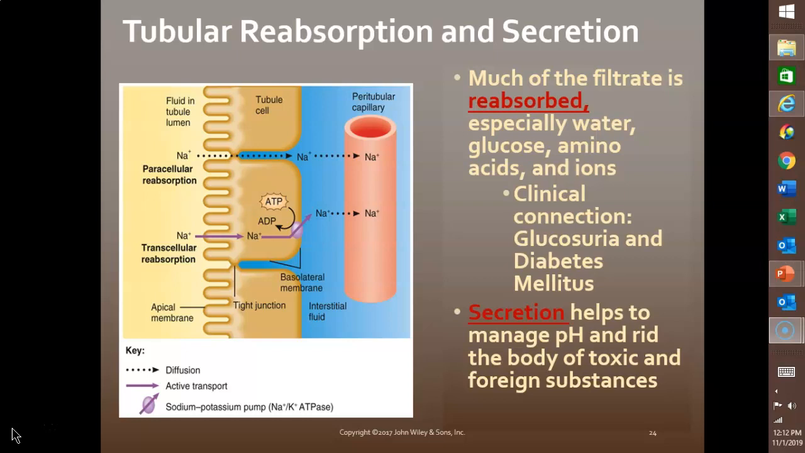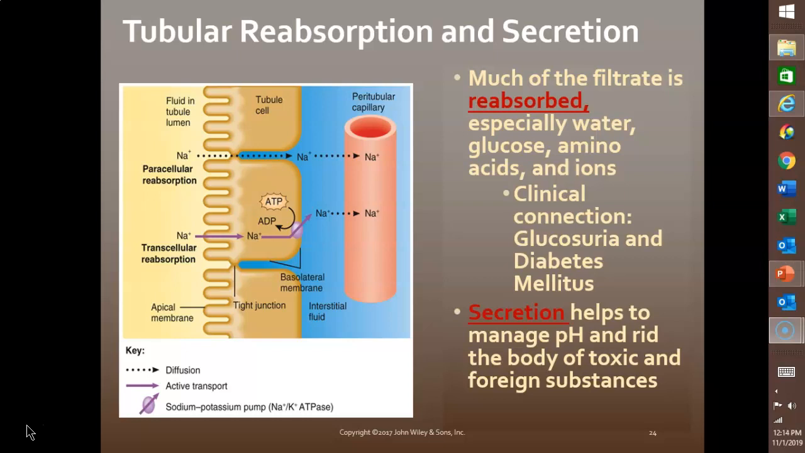The third phase is tubular secretion. So all along the renal tubule and the collecting duct also, substances like waste products, drugs, and excess ions get secreted from the blood in the peritubular capillaries into the renal tubule so that it can make its way into the urine and leave the body. So reabsorption is saving something, get it out of the filtrate and back into the blood. Secretion is getting rid of something, take it from the blood and get it into the filtrate so that it can be excreted as a part of the urine.